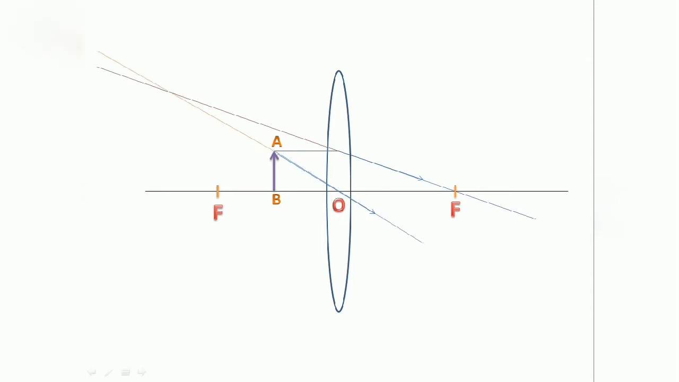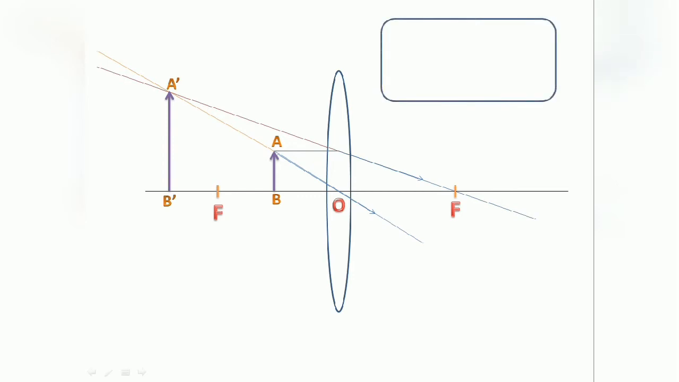Ray diagram showing AB as object placed between optical center and focus on the principal axis. A ray from the object after refraction passes through the focus, and another ray from the object passes through the optical center. When both the rays are produced backwards, they form an image A'B' at their meeting point. This image formed is erect, virtual and magnified.